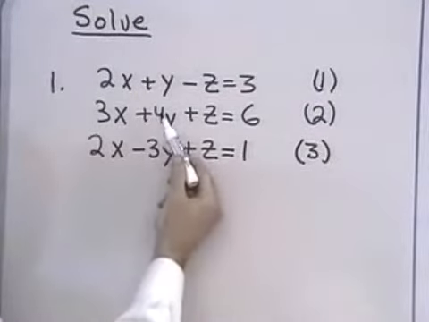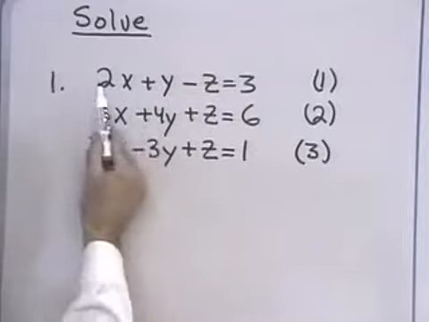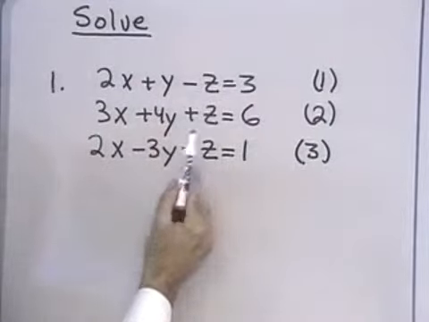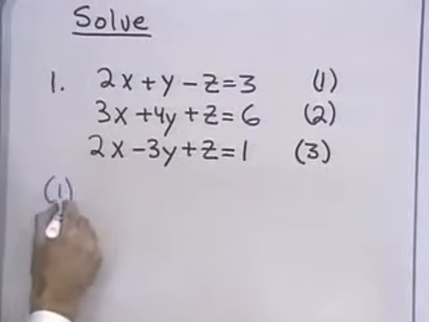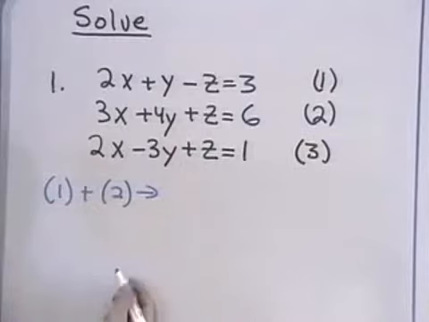I want to start by adding the equations together two at a time, so I eliminate the same variable from two different pairs of equations. Notice that if I add equation 1 and equation 2, my variable z will be eliminated. So I'm going to say 1 plus 2, and then I'll show you what I get.